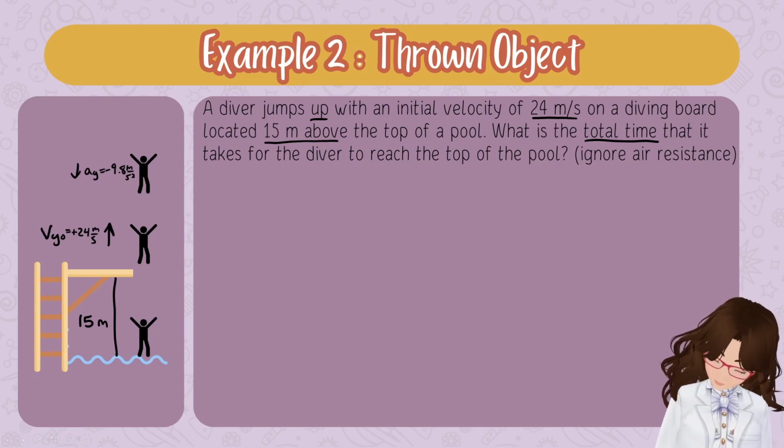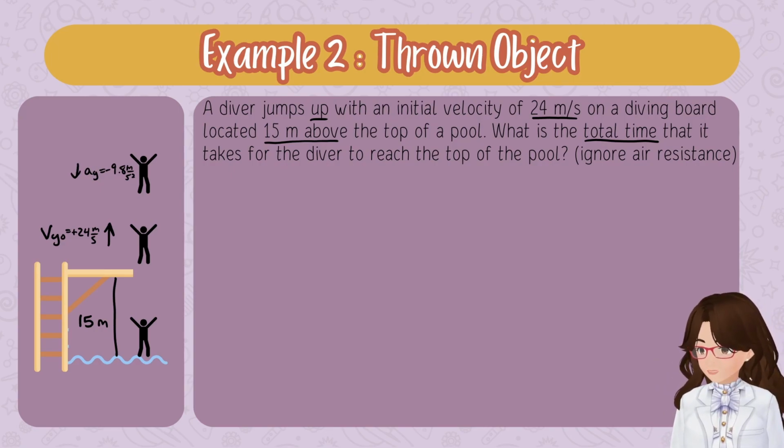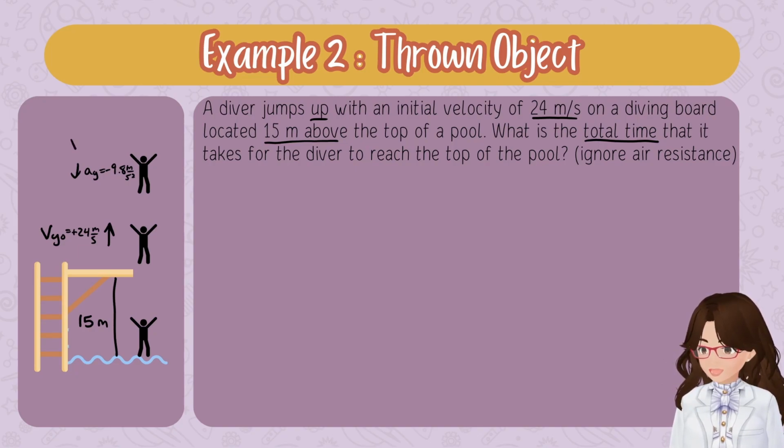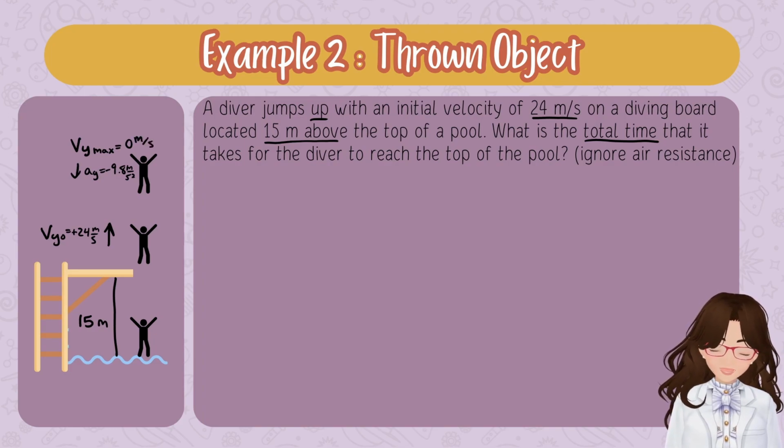Now, here's the thing that we have to consider. We know that the diving board is located 15 meters above the top of the pool. But the issue is that it's not just a time for the person to travel 15 meters, because they're going to move up in the air first and then they're going to come back down. So what we need to figure out is how long does it take for them to reach the maximum height, which we know their velocity at the maximum height should be 0 meters per second.